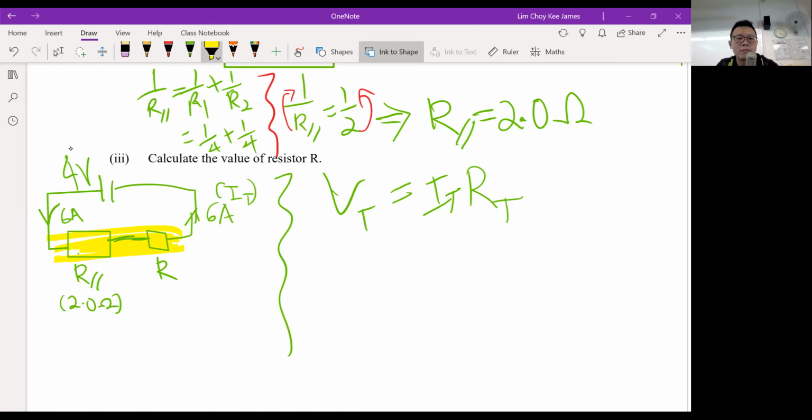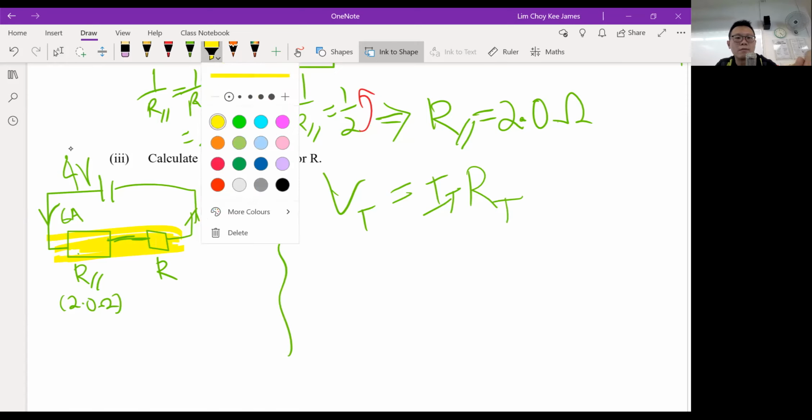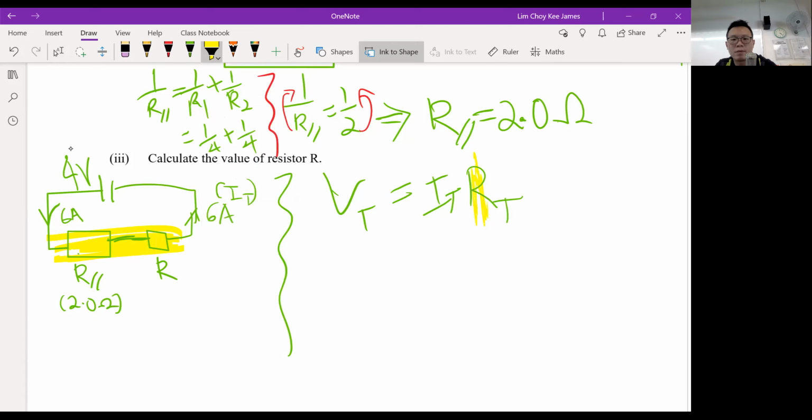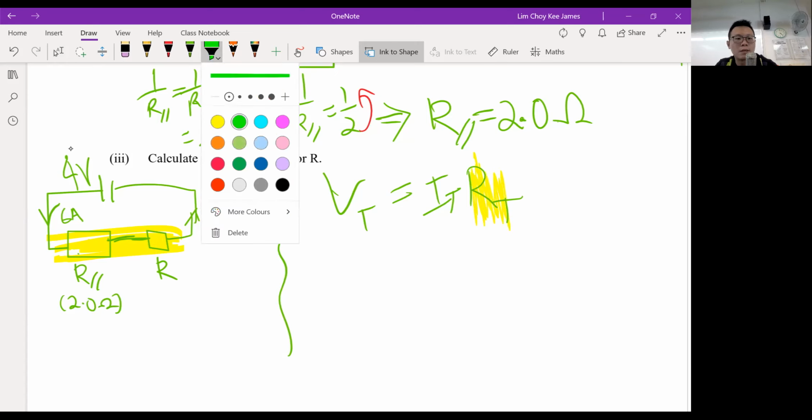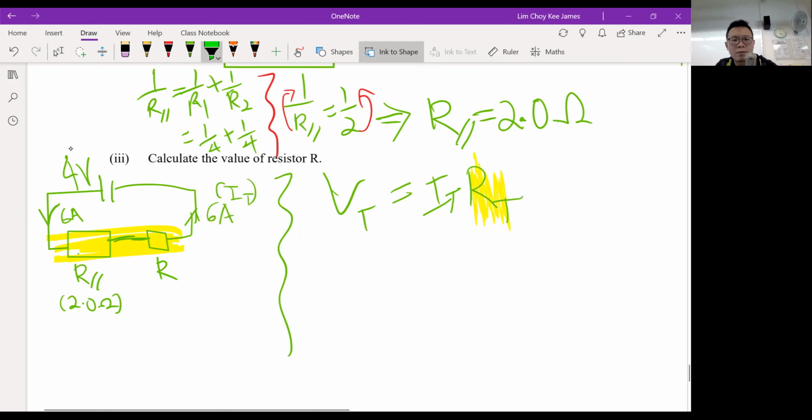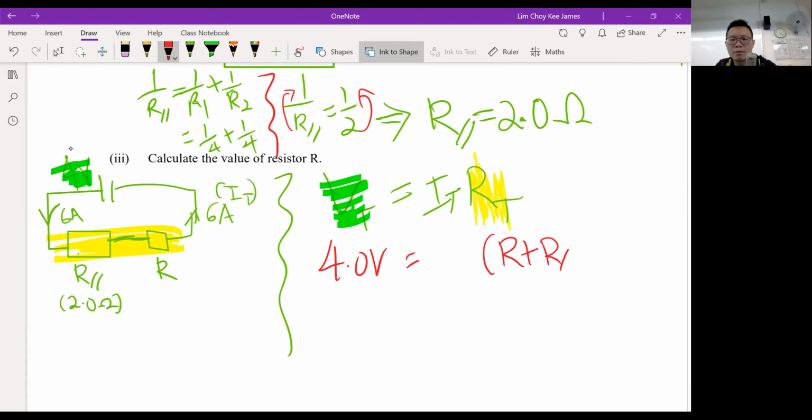Okay, EMF, VT, V total is my total. This is my green color one, color code it. Then after that, my EMF or my VT is my EMF. So it happens to be 4 volts. Okay, so if you put the number in, this will be 4 volts. RT will be R plus R parallel.